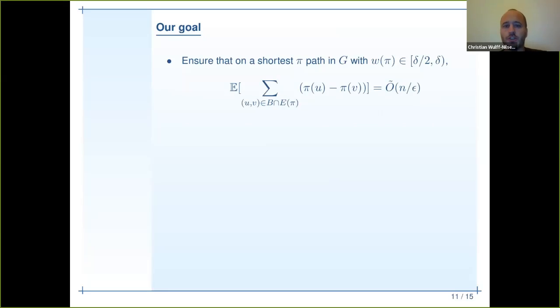Now the goal is to ensure that on a shortest path pi, again with the length in this range here, this sum we had before for DAGs also holds. So this inequality we had for DAGs where we had order n here still holds in general graphs, but only in expectation. And this is actually enough, that the expected value of this sum is roughly order n.